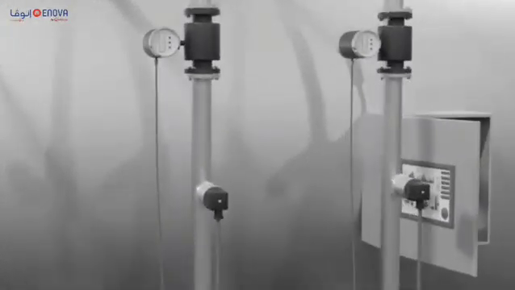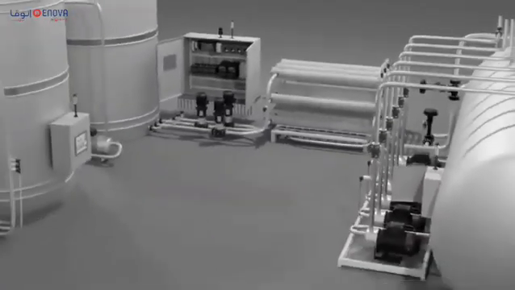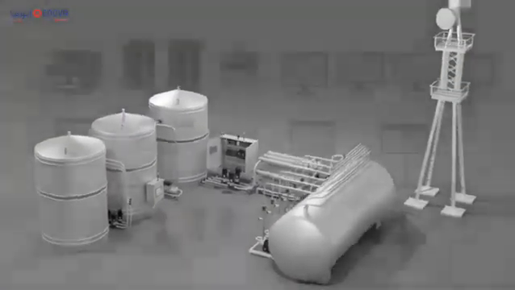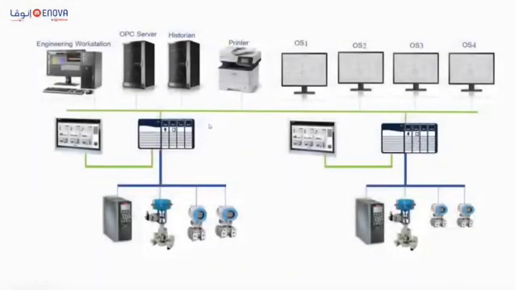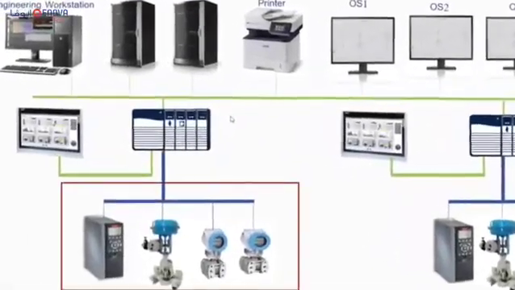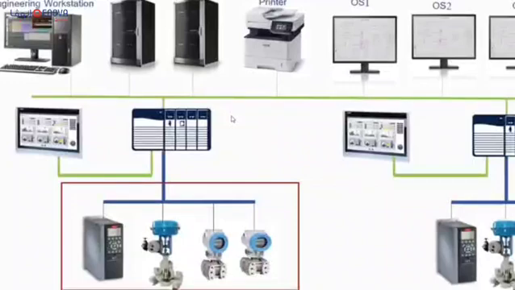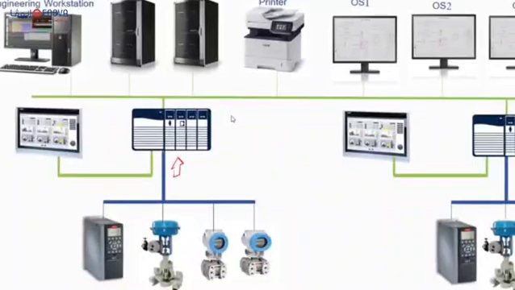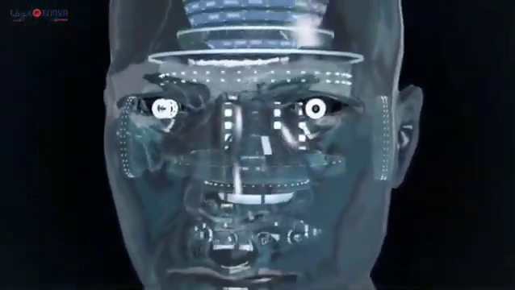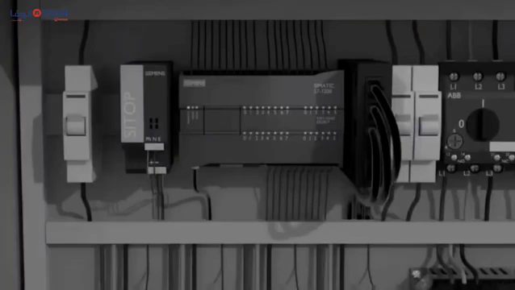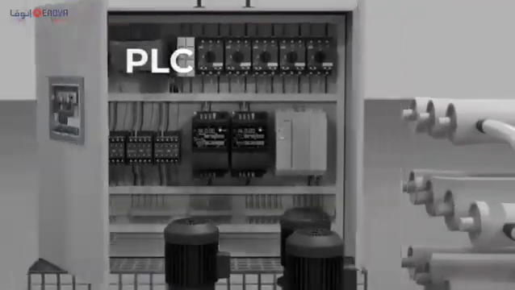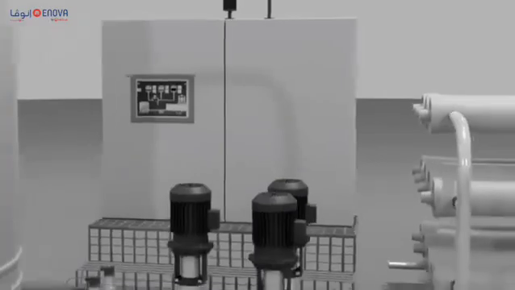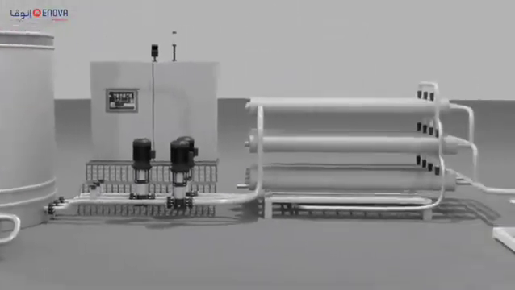Now, imagine these instruments as sensors in our body. They collect data about temperature, pressure, and flow, just like how our body senses heat or pain. Now, this data goes to PLCs, which are like the brains of the operation. PLCs analyze the data and decide what actions to take. For example, if some changes are required in the process, PLCs send commands to final control elements like motors or valves to meet desired process requirements.